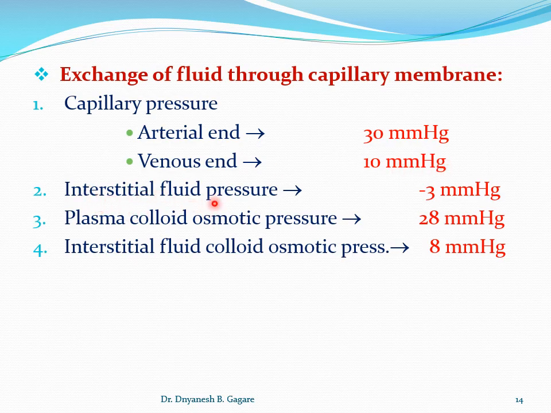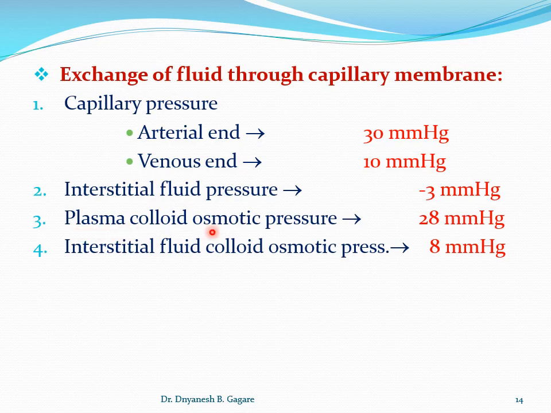Then interstitial fluid pressure. Interstitial fluid pressure is the pressure outside the capillary, in the interstitium, that is a space between the cells, and it is always a negative pressure. It is -3 millimeter of mercury. Remember that there is a lymphatic system, which works in association with the circulatory system, and the lymphatic system drains the extra fluid from the tissue, and that's why it keeps the pressure negative in the interstitium. Interstitial pressure is always negative and it is -3.